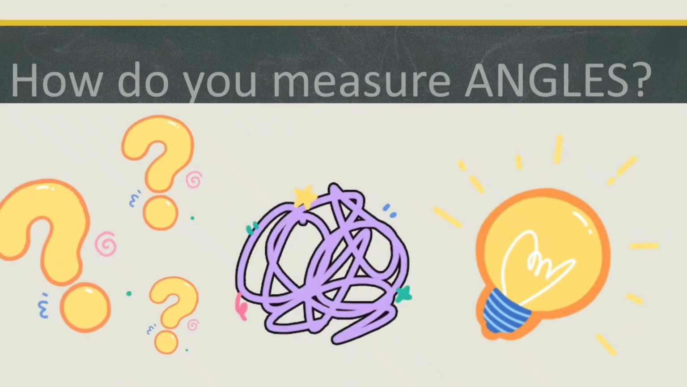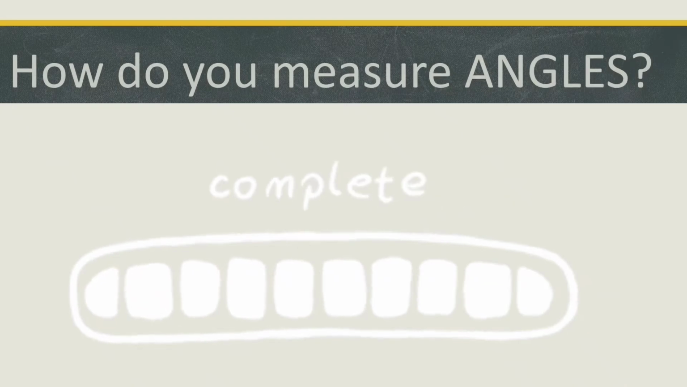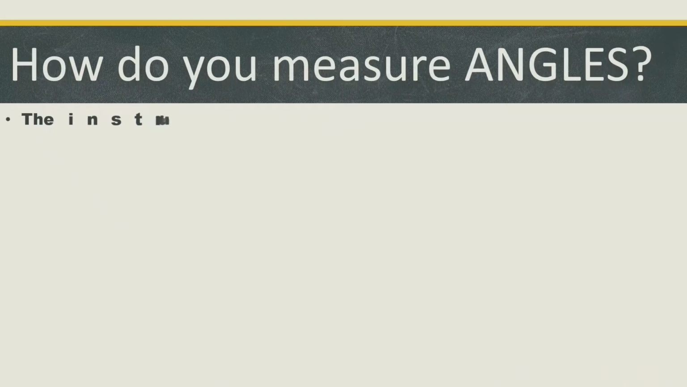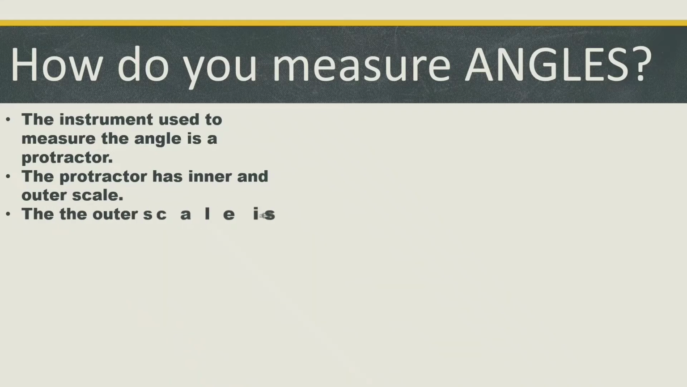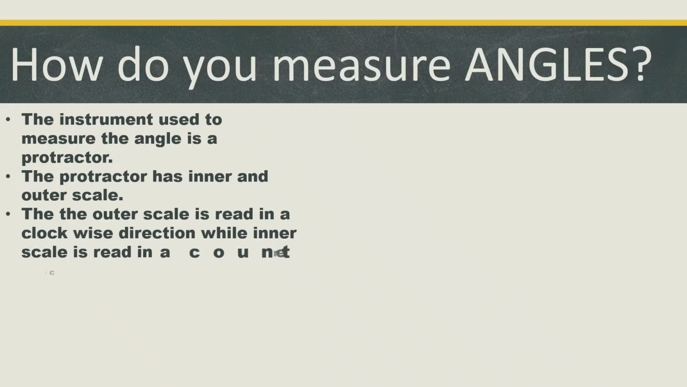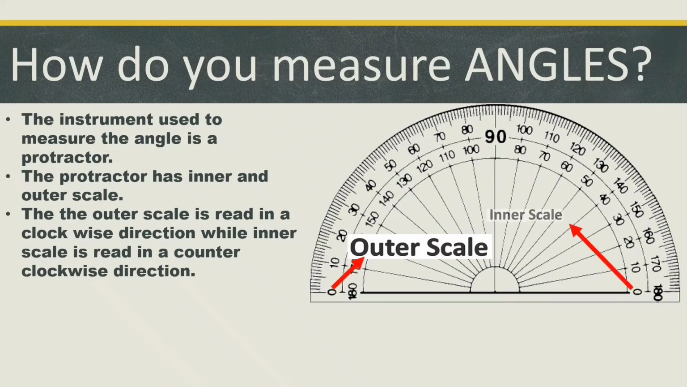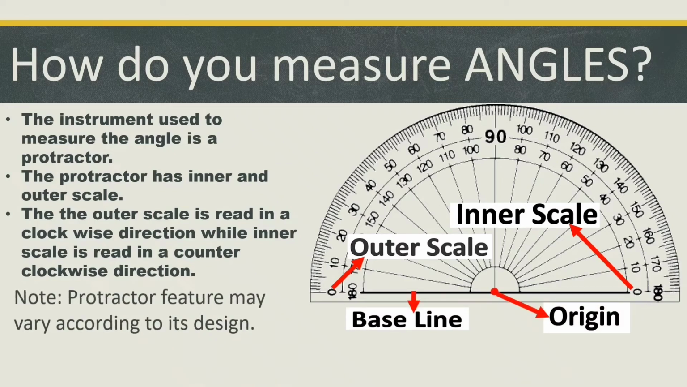How do you measure angles? The instrument used to measure the angle is a protractor. The protractor has inner and outer scales. The outer scale is read in a clockwise direction, while the inner scale is read in a counterclockwise direction. Note that protractor features may vary according to its design.